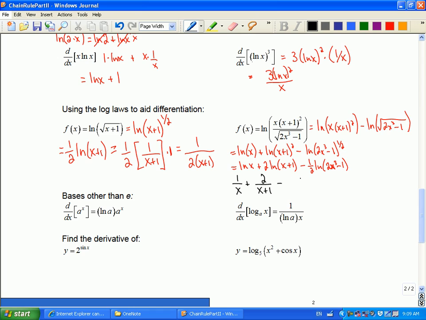And then I'm going to subtract 1 half times 1 over 2x cubed minus 1. And the derivative of that inside piece is 6x squared. So 1 over x plus 2 over x plus 1. And the 6 and this 2 here, so I'll make this a 3. So it would become 3x squared over 2x cubed minus 1.